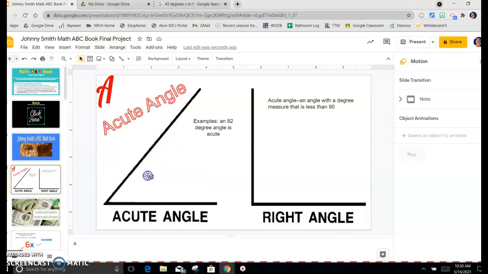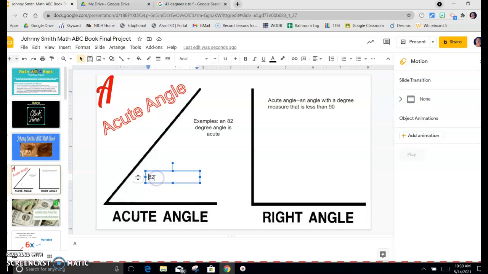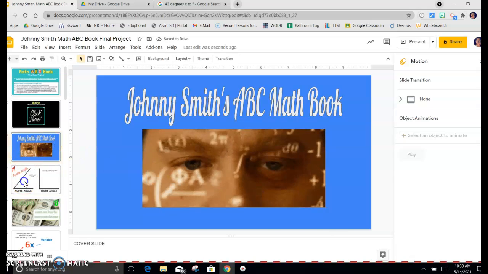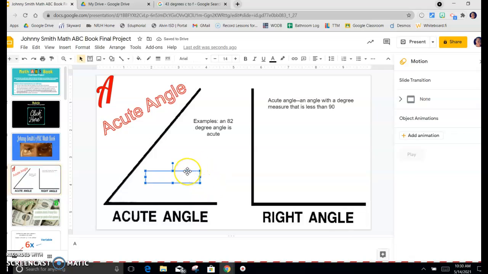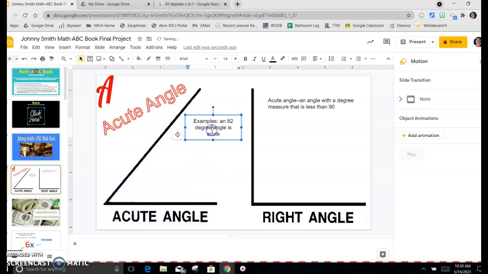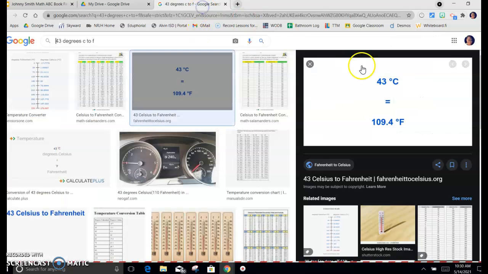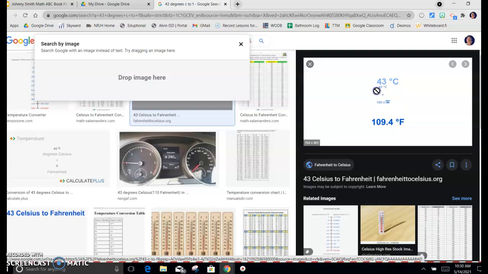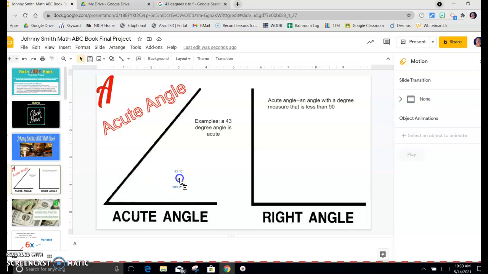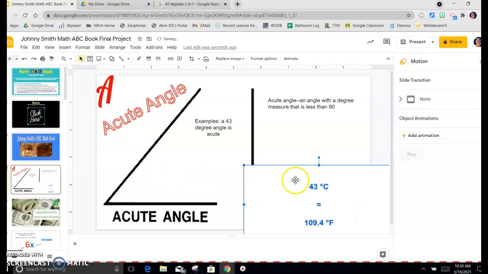Pause. Okay guys, Google won't let me type in the degree symbol, but I did learn a new trick from a student yesterday that I am going to share with you. Oh, well, I didn't know that. Let's say a 43-degree angle is acute. So then here, I'm going to take this and drag it to the tab that I need to place it in. And boom, it'll place it here.